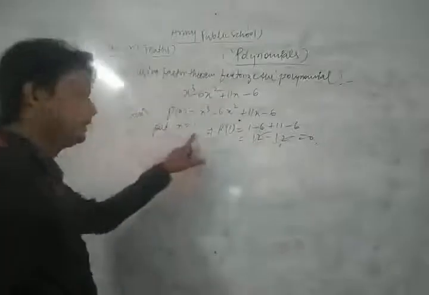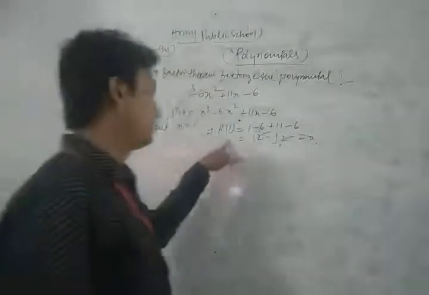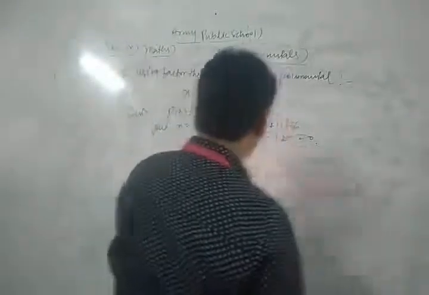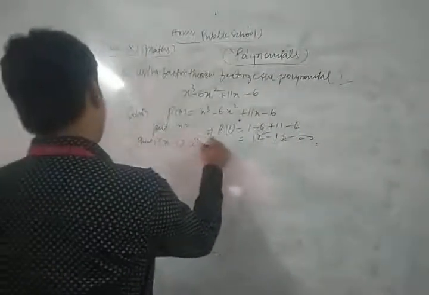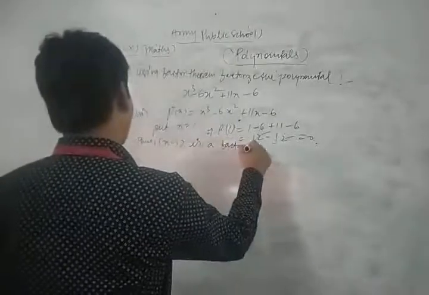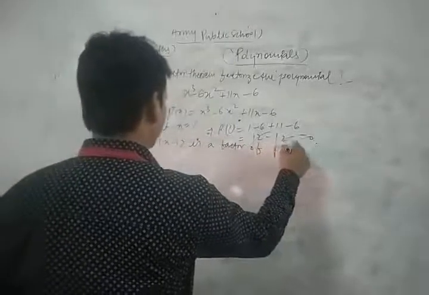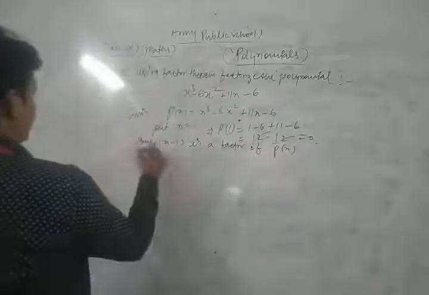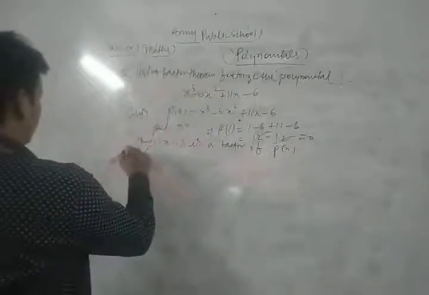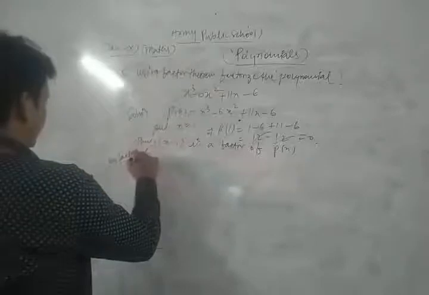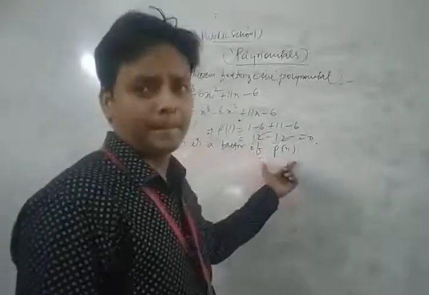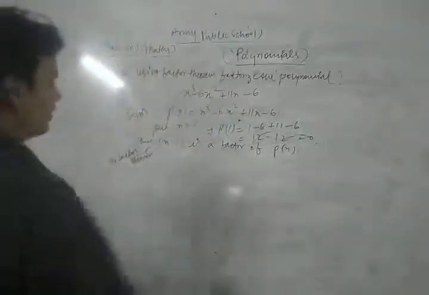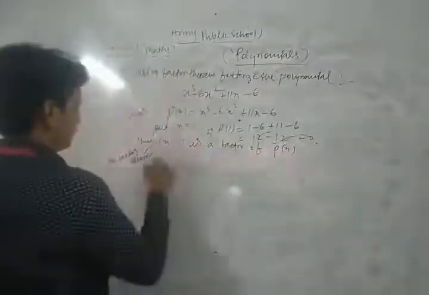So at the point 1, the value of the given polynomial is 0. Thus x minus 1 is a factor of the given polynomial p(x) by factor theorem. Okay, now we just divide the given polynomial by x minus 1.